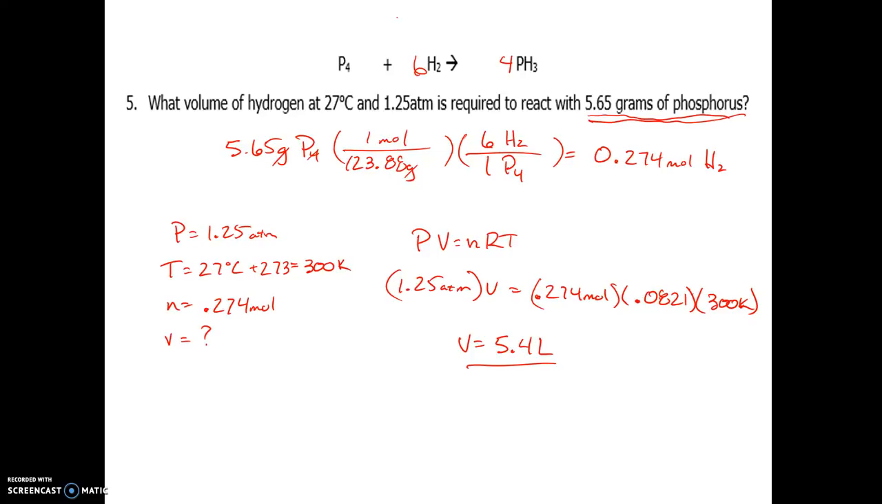And so with our little bit of stoichiometry at the beginning, we were able to first convert our grams of phosphorus to a mole value for hydrogen, which we then use in our ideal gas law.